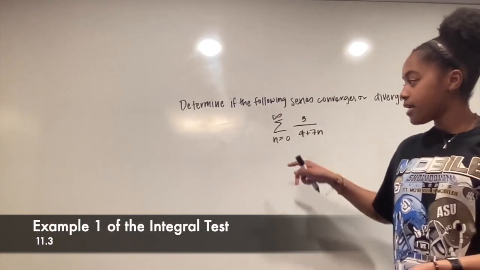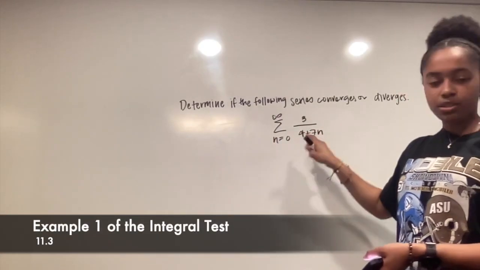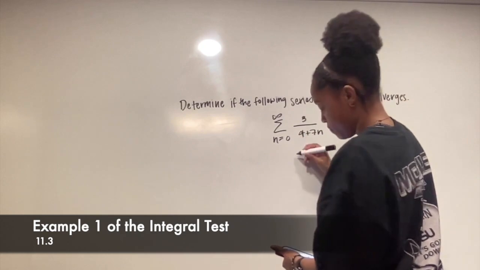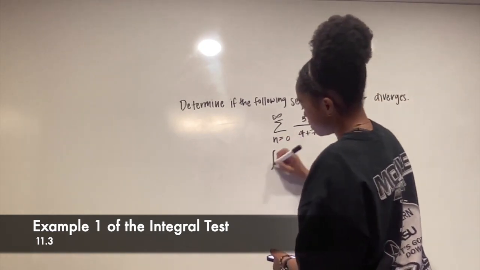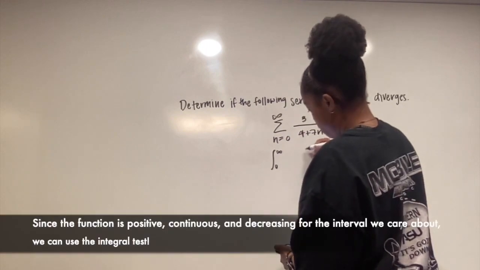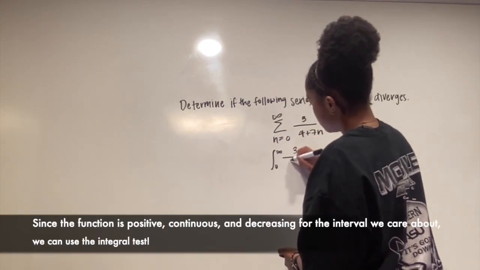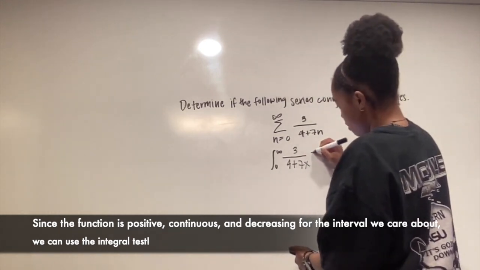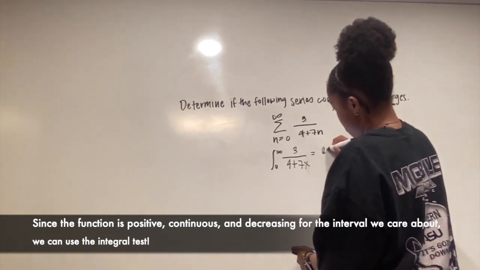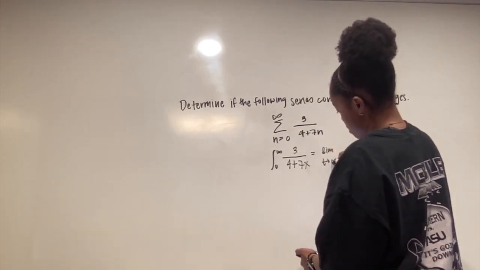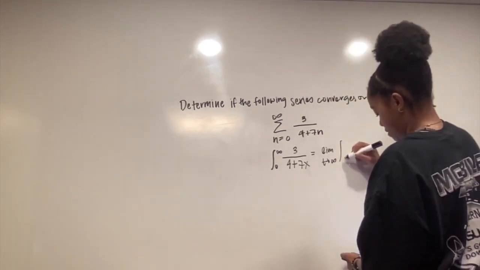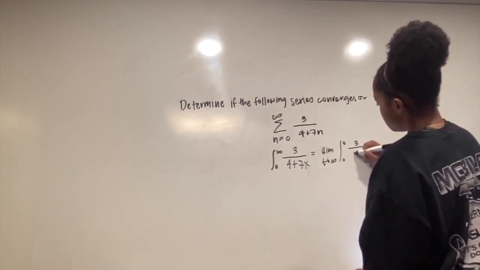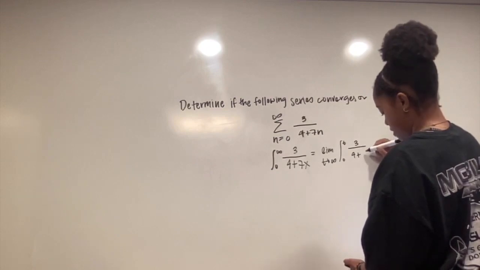Cool. Since we're tasked with finding if this series converges, we're just going to find the integral of this expression as if it were like an equation. So the limits of integration are what they already gave us. It's from 0 to infinity. And then we're finding it from 3 over 4 plus 7x. I'm just replacing that in with an x. And then we're just going to do the limit as t approaches infinity of this from 0 to t of 3 over 4 plus 7x dx.